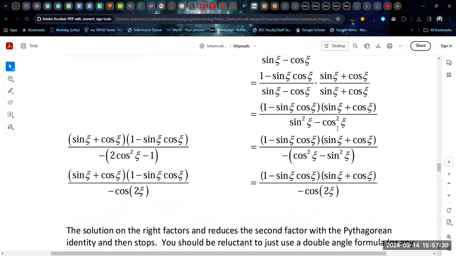And it turns out that this denominator is also a cosine 2 xi identity. It's just that it is also in the wrong order. So I'm going to also factor out a negative in order to put it into the correct order. And then this identity will become cosine 2 xi. And this identity will also become cosine 2 xi with that negative out front.